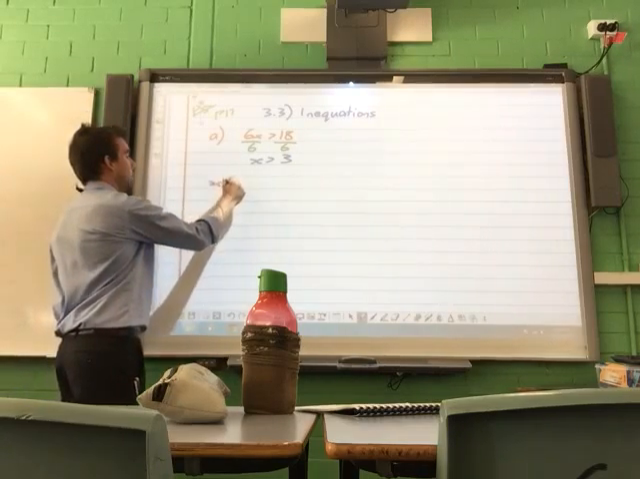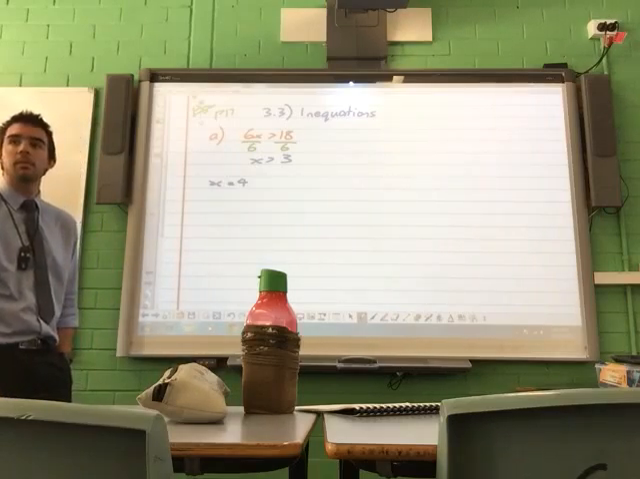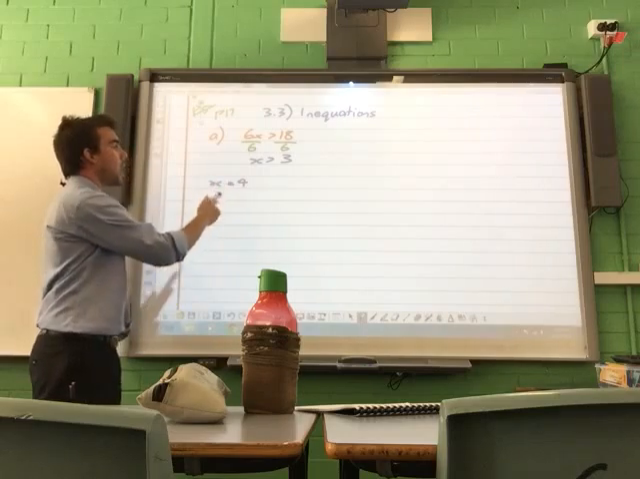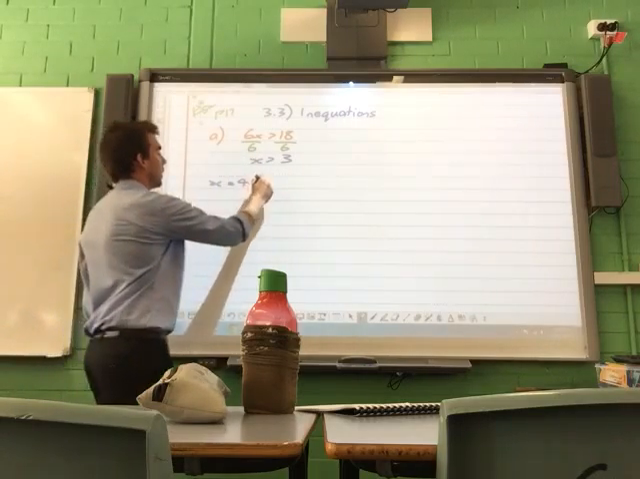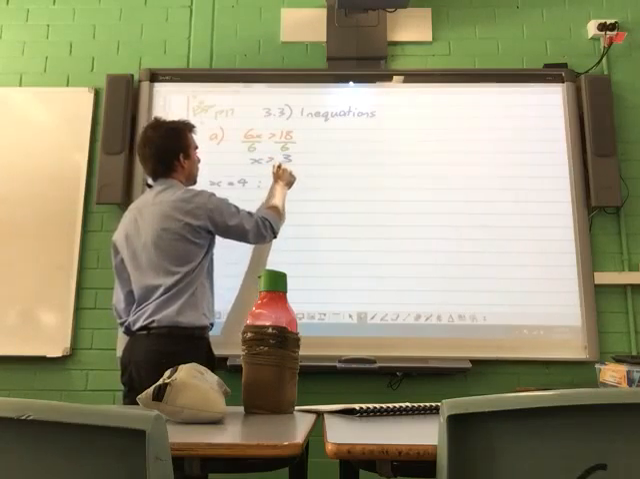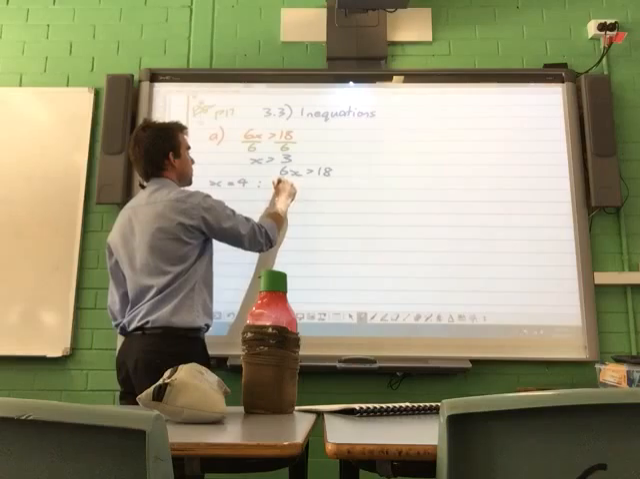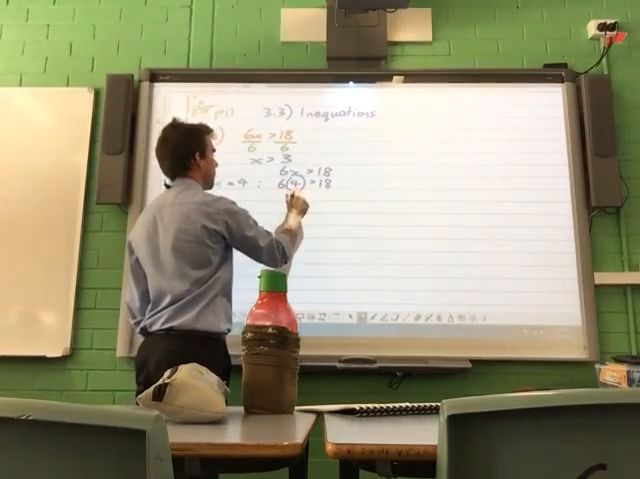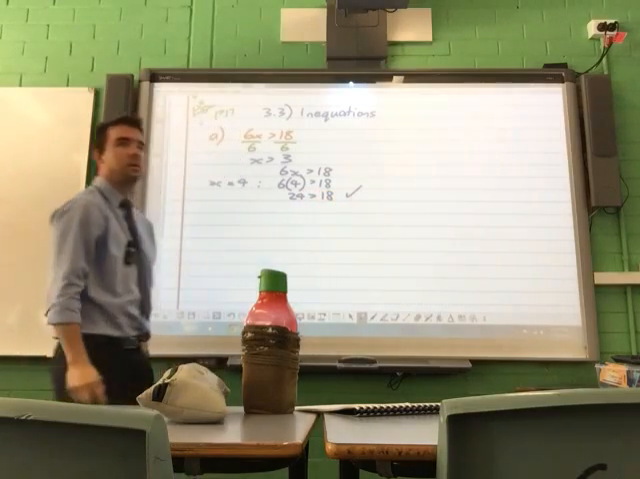So, x equals 4. What circumstances does the sign flip? I'll show you in the next example, okay? So a number that's greater than 3, let's set x equals 4 into the original inequality. So we're going to set it back into 6x is greater than 18. So 6 lots of 4 is 24, greater than 18, yes?